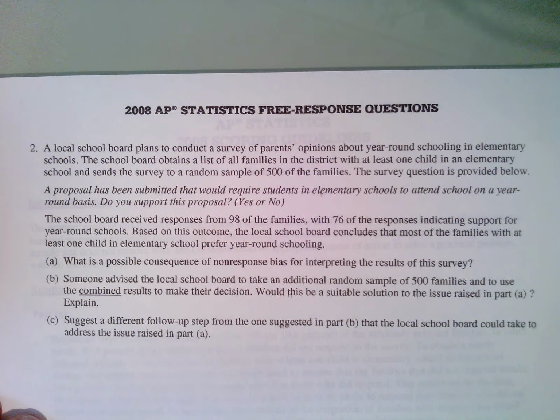Hello and welcome to the solution to the 2008 AP Statistics number 2 question. This is all about bias and collecting samples.